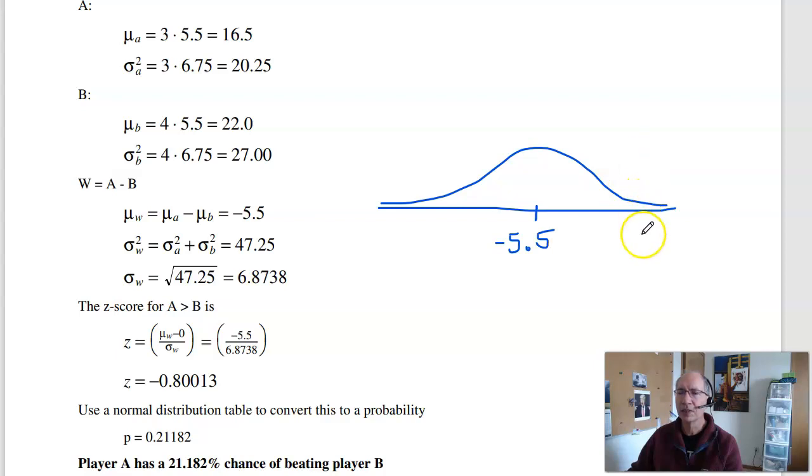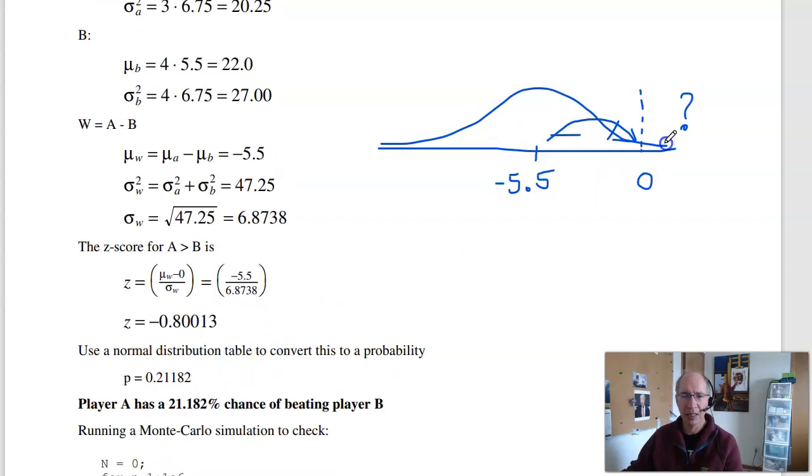This right here is 0. I want to find out what is this area. To do that, I find the t-score, or z-score. The z-score is how far is 0 from the mean in terms of standard deviations. The z-score is 0.008. Using a normal table, convert that to a probability, it is 21%. So this area is 21%. 21% chance that A is going to beat B. There is a 79% chance B beats A, which kind of makes sense. B has 4 dice versus 3. Usually B is going to win. 4 dice will beat 3 dice.